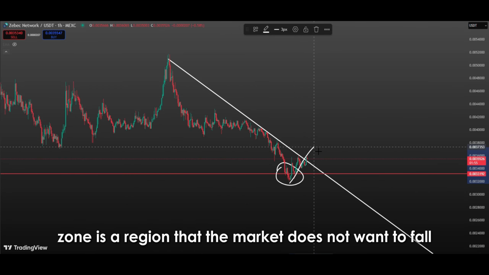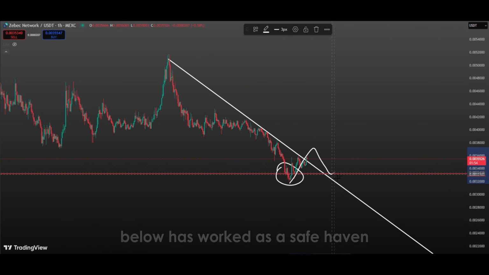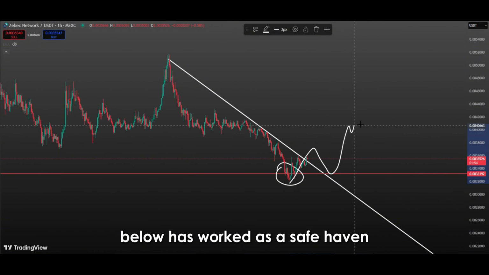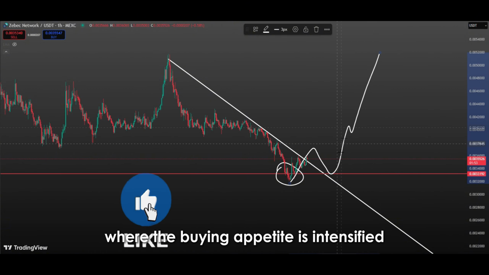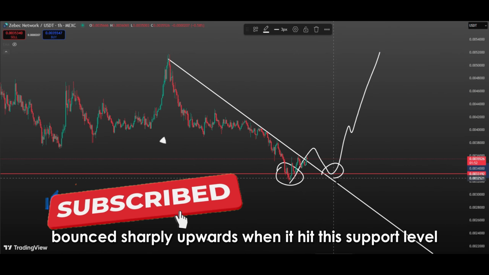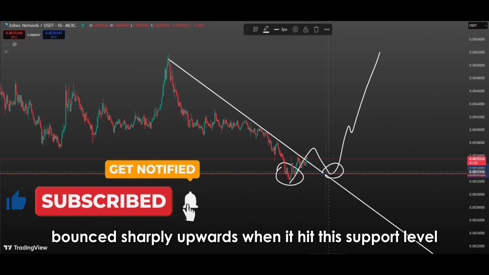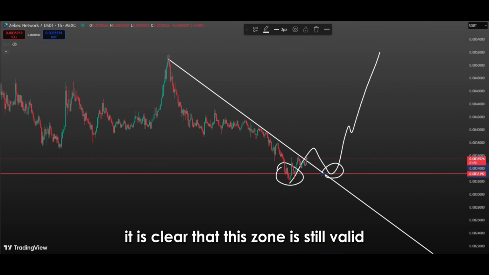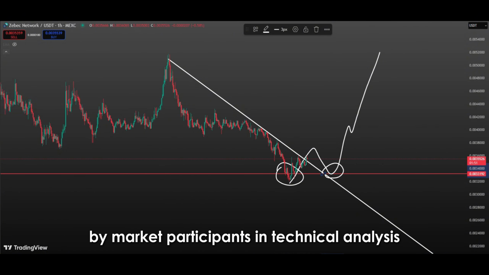This support zone is a region that the market does not want to fall below, has worked as a safe haven, and is a region where the buying appetite is intensified. Especially considering how the price has previously bounced sharply upwards when it hit this support level, it is clear that this zone is still valid and is being carefully monitored by market participants.